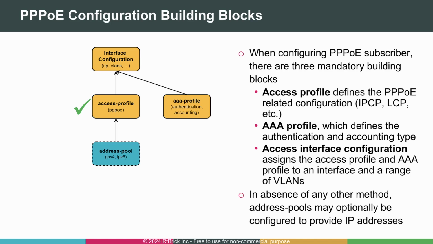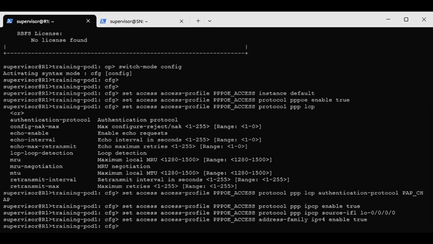Going back to our PPPoE configuration building blocks, we have now completed the access profile configuration. Let's move on to the AAA profile configuration. AAA is short for Authentication, Authorization, and Accounting. The AAA profile is a mandatory configuration that serves as a cornerstone for managing and tracking subscriber activities. The AAA profile is configured using the set access AAA profile CLI command. We need to define a profile name and an authentication method.